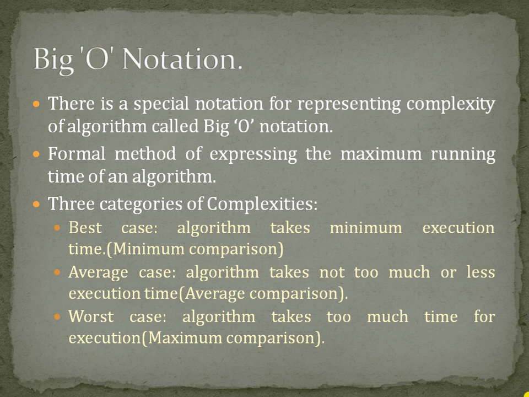There are three categories of complexities. Best case complexity. If the algorithm takes minimum execution time, then we can say it has the best case time complexity. And that is possible if the algorithm contains the minimum comparison statements. Average case complexity. If the algorithm takes not too much or not too little execution time, then we can say it has the average time complexity. And that is possible if it contains the average comparison statements.